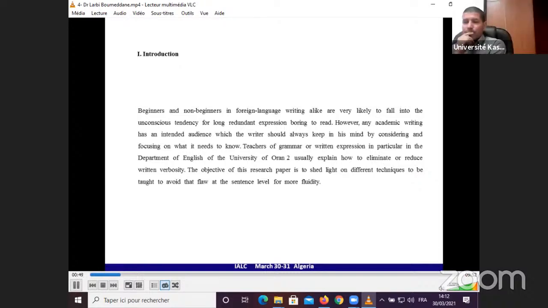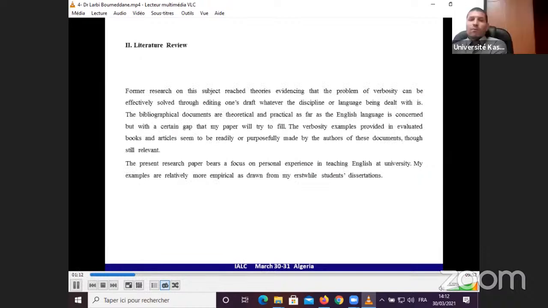Teachers of written expression in particular, in the Department of English at the University of Wiggler, usually explain how to implement or reduce certain rules. The objective of this research paper is to shed light on different techniques to be taught at sentence level for more fluidity. Research on the subject reached theories evidencing that diversity can be effectively communicated, whatever the discipline of language is. The documents are theoretical and practical as far as the English language is concerned, but with a certain gap. The multiple examples provide the evaluations of articles made by the authors of these documents.